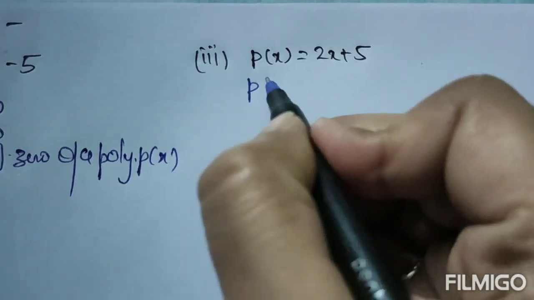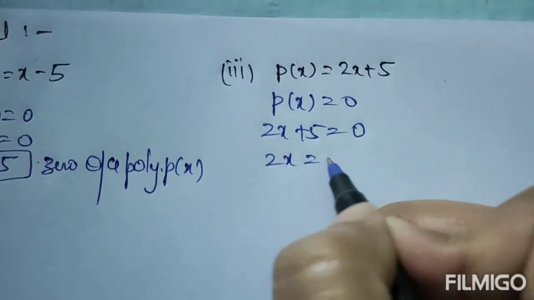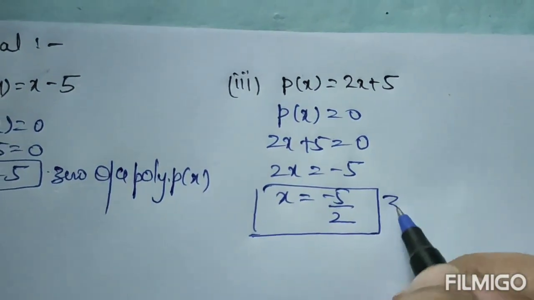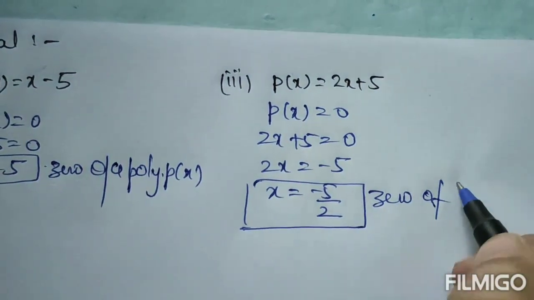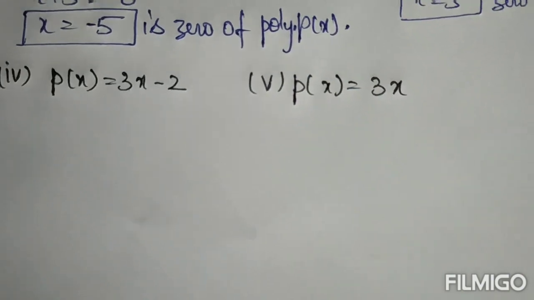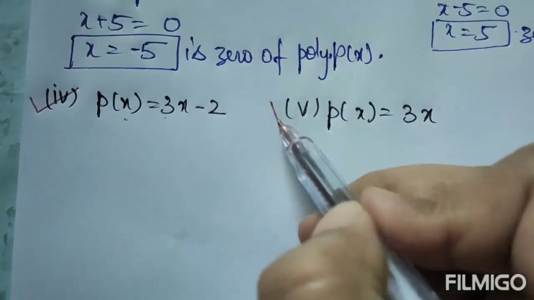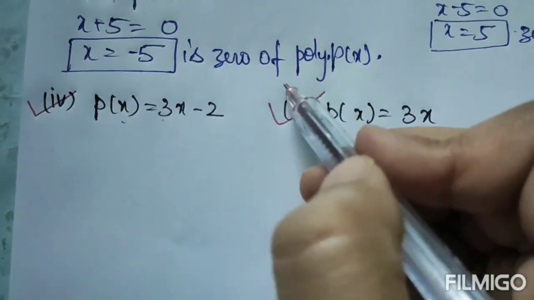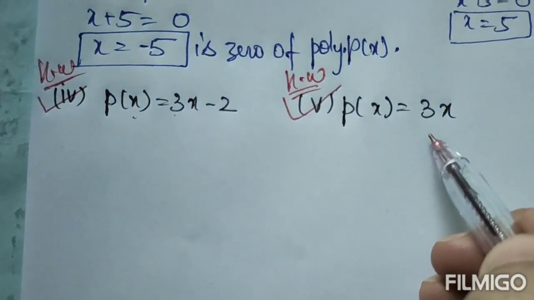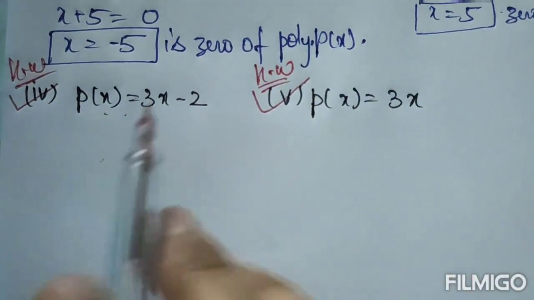Now find the 0. Again the same boring method. 2x equal to minus 5, x equal to minus 5 by 2. Now this is a 0 of polynomial px. Clear? Now the fourth part, that is px equal to 3x minus 2 and fifth px equal to 3x. Both are your homework. Only by seeing I can say here the 0 will be 0 only, and here it will be 2 by 3. But try to find it. Okay.